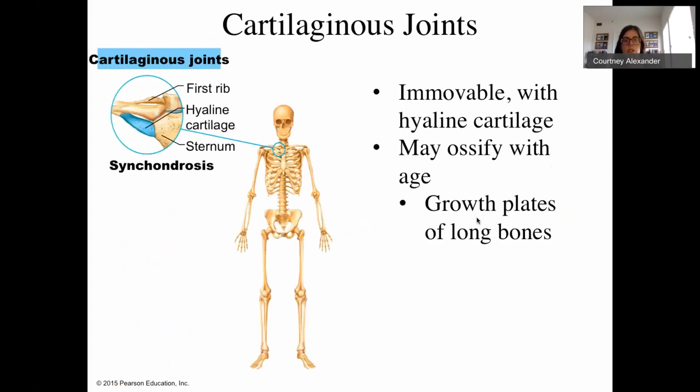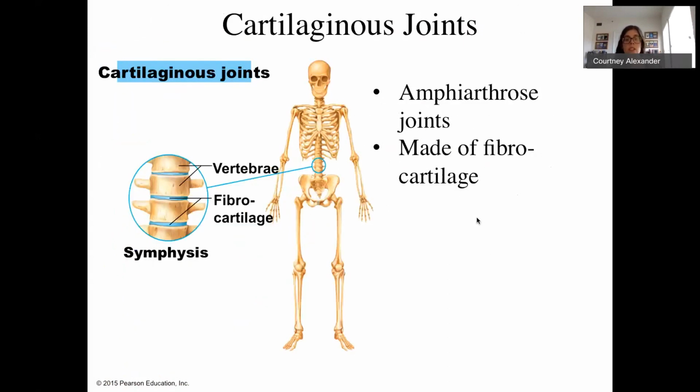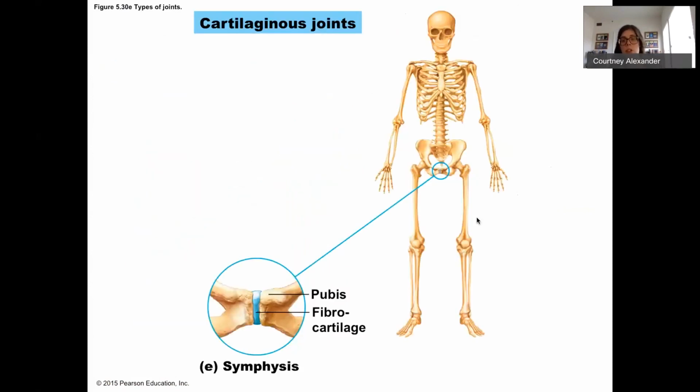For cartilaginous joints, these include the synchondrosis between the sternum and our ribs. It's immovable, it's made of hyaline cartilage, and it can actually ossify with age. You can also think of these as like growth plates between our long bones. We also have a symphysis, which is a slightly movable joint, like in our spinal column, made of fibrocartilage, or in our pubic symphysis, which helps keep our coxal bones together. And in women, this joint will actually stretch as the woman's body prepares for childbirth.